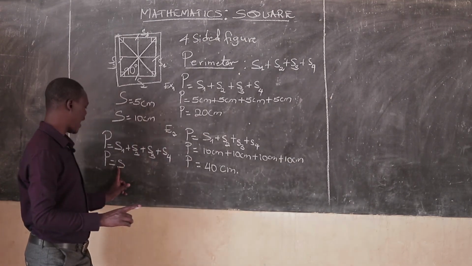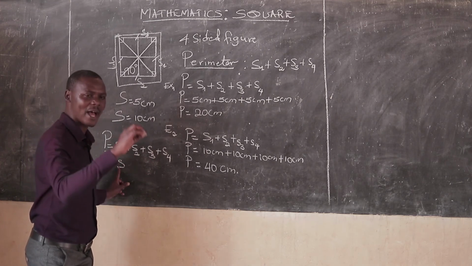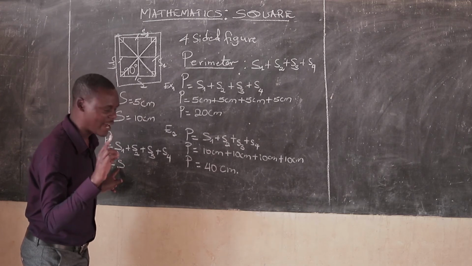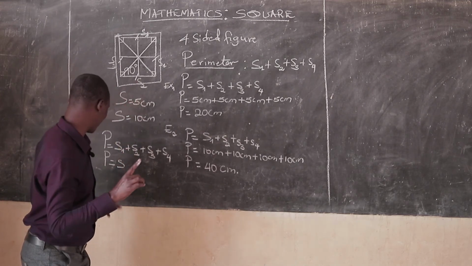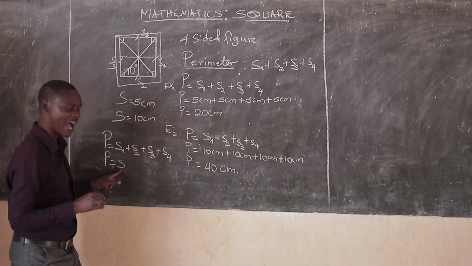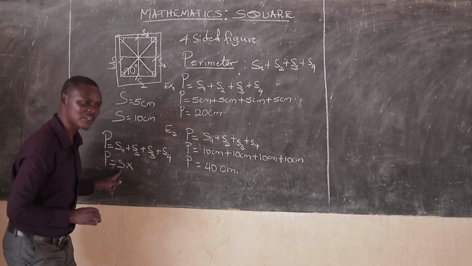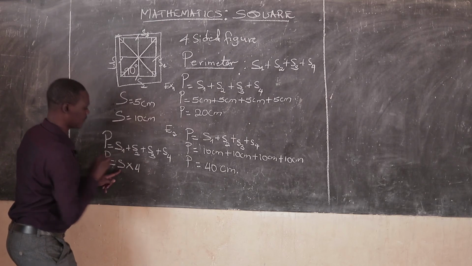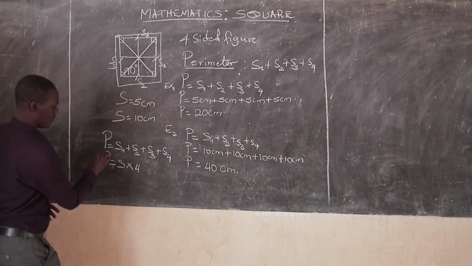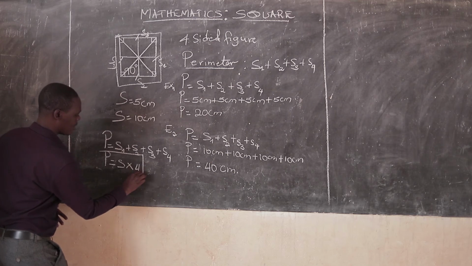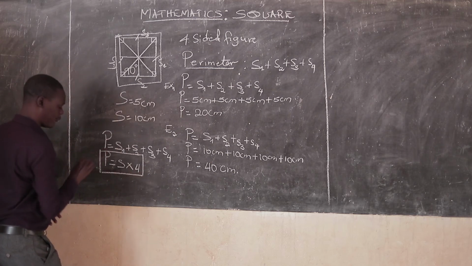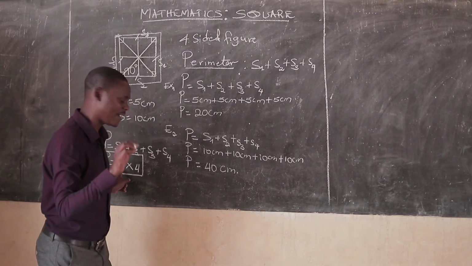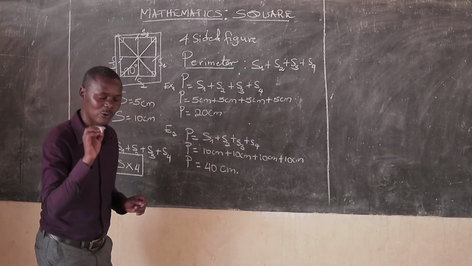Now, we multiply our side by the number of the sides, as there are four equal sides. There are four sides, to mean that our perimeter will be the side times the number of sides, which is 4. Good. Now, we always say that the perimeter of a square is side times 4. Simply getting one side and multiplying by the number of the four sides.